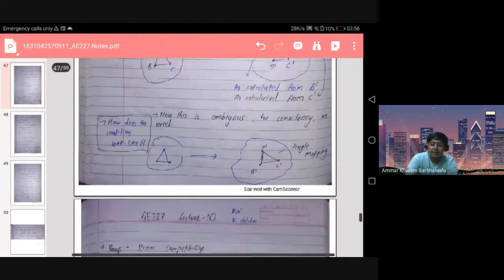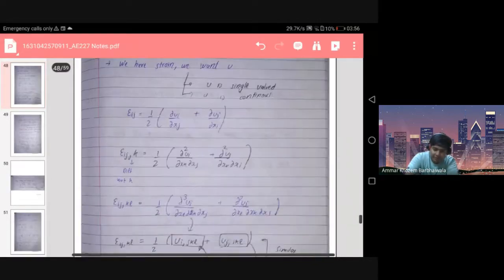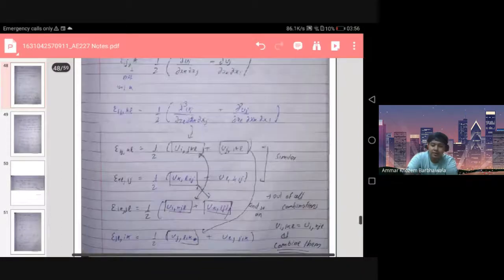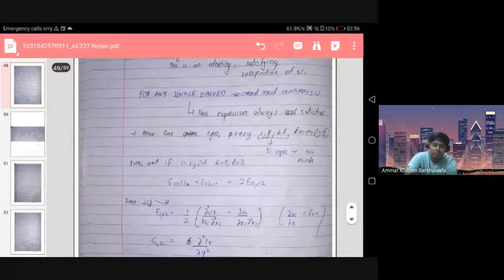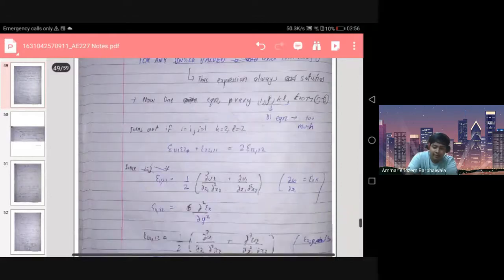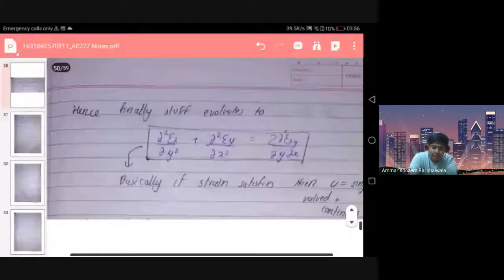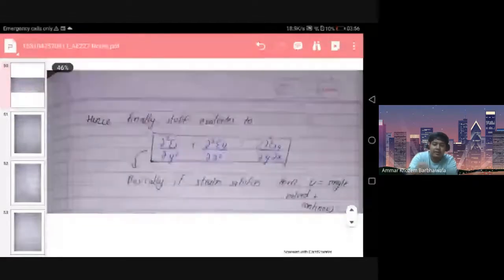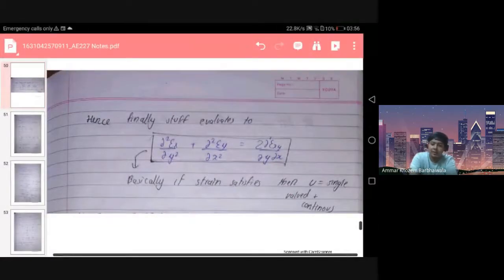After some calculations, which you can go through in the notes, we finally find the compatibility equation. It says that the second partial derivative of epsilon x with respect to y twice, plus the second partial derivative of epsilon y with respect to x twice, is equal to twice the second partial derivative of epsilon xy with respect to x and y. This is the equation for 2D.